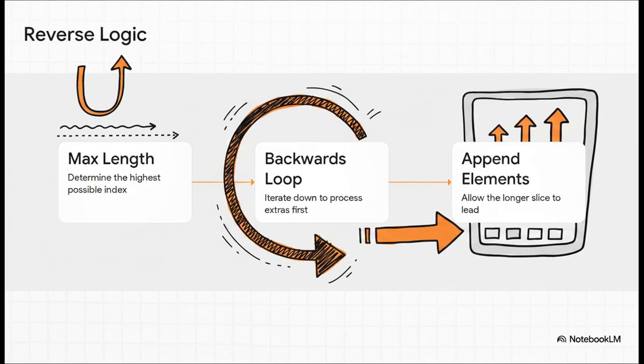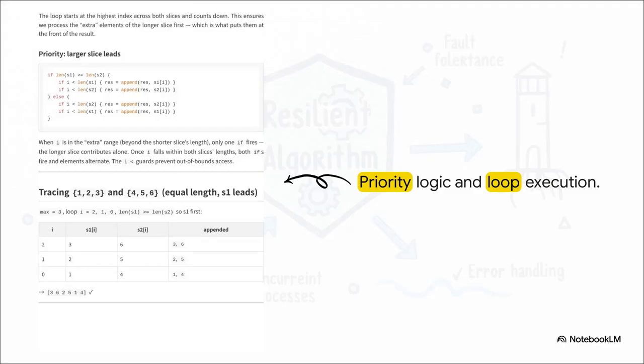The core mechanism here literally flips the traditional for loop on its head. Instead of starting at index 0 and moving up, the code first figures out the absolute maximum length between the two provided slices. Then, it sets up a loop that deliberately iterates backwards, starting at that maximum length minus 1 and counting all the way down to 0. But why go backwards? Well, by starting at the highest possible index, we guarantee that any extra elements, the ones belonging exclusively to the longer slice, are processed first. Since we're dynamically building a new result array by appending elements as we go, processing those high index elements first ensures they end up right at the very front of our final returned slice.